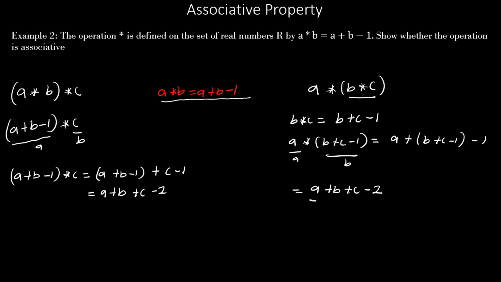So comparing these two answers, we can see that A plus B plus C minus 2 and A plus B plus C minus 2 are equal. So we can now say under the set of real numbers, the operation asterisk is associative.